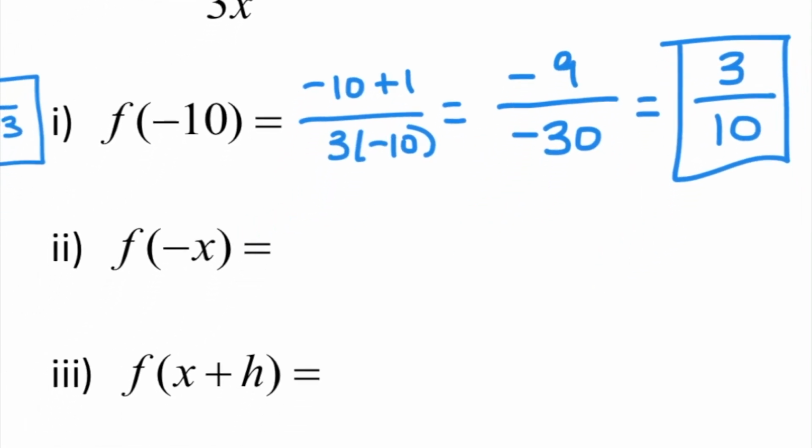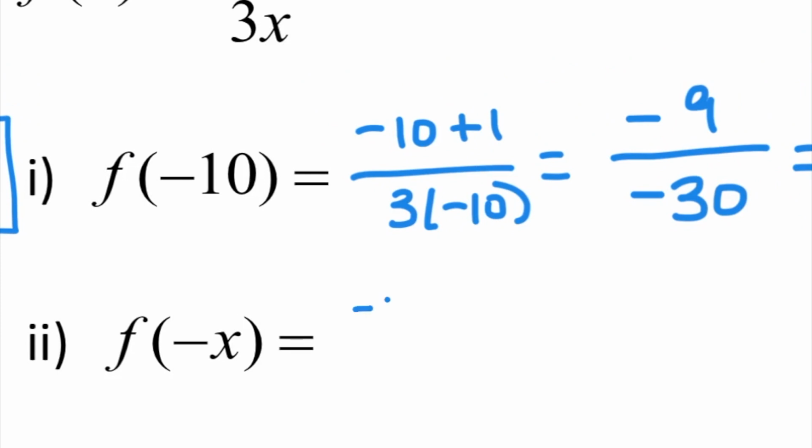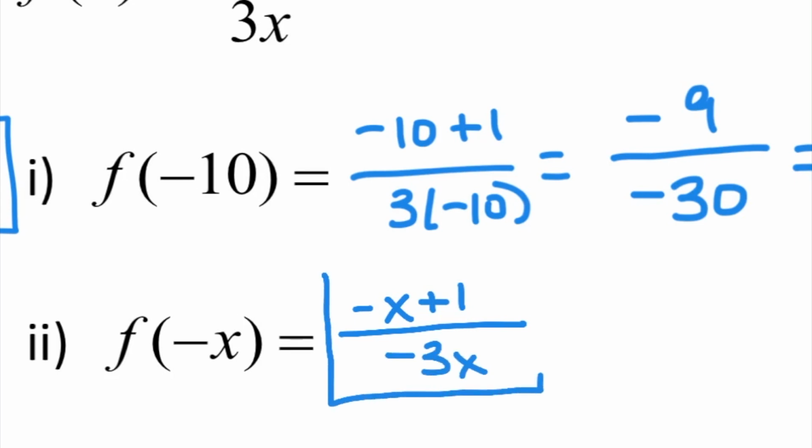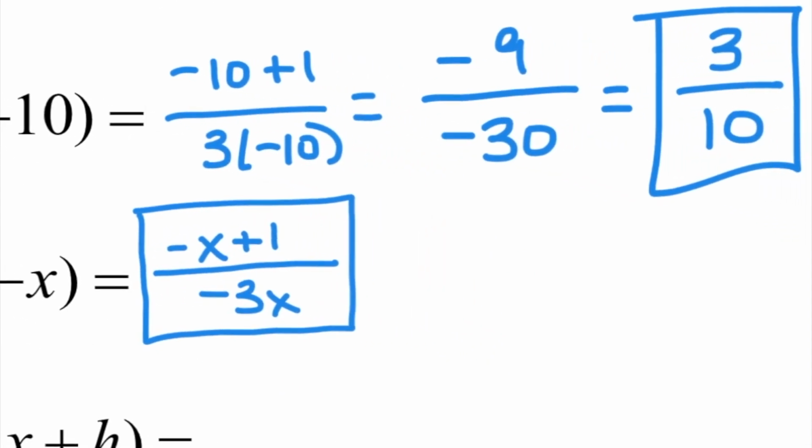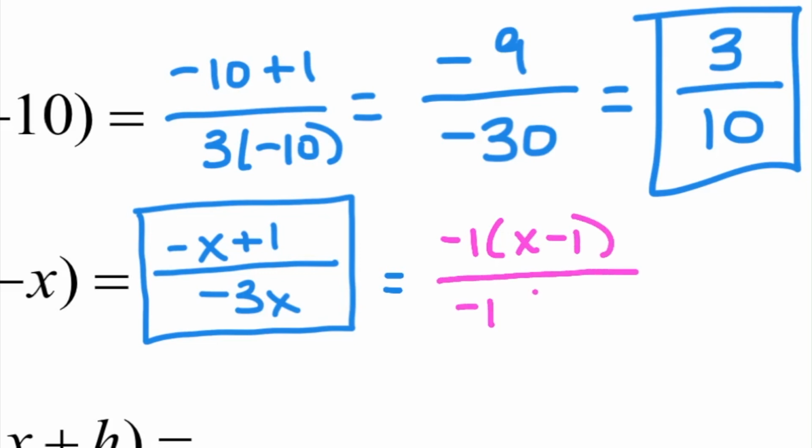In the next part, it'll be negative x plus 1 over negative 3x. And you can have that as your final answer. It is completely simplified. It just has negative leading coefficients. But if those negative leading coefficients bother you, the thinking would be to factor out a negative 1 from the top and factor out a negative 1 from the bottom.